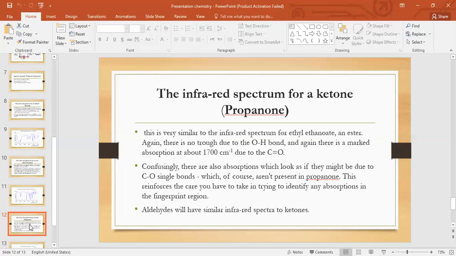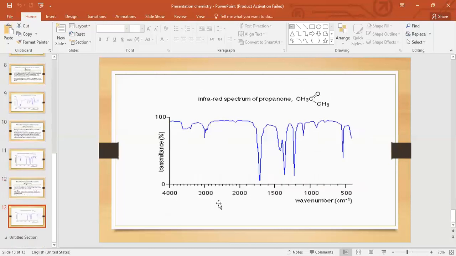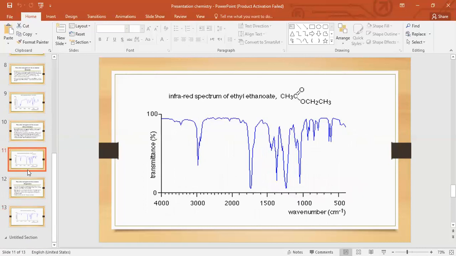Aldehydes will have similar infrared spectra to ketones. So if you want to draw the spectra of aldehydes, you can also draw them, because it's very similar. There are a few steps you should keep in mind while drawing the spectra. Your quality of spectra should be maintained. The infrared spectrum of propanone looks like this, and you can see it's similar to the spectra of this.